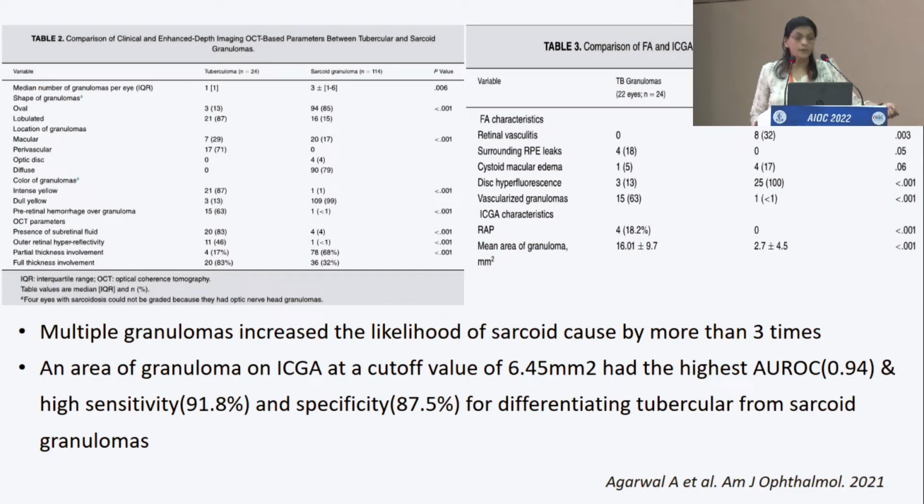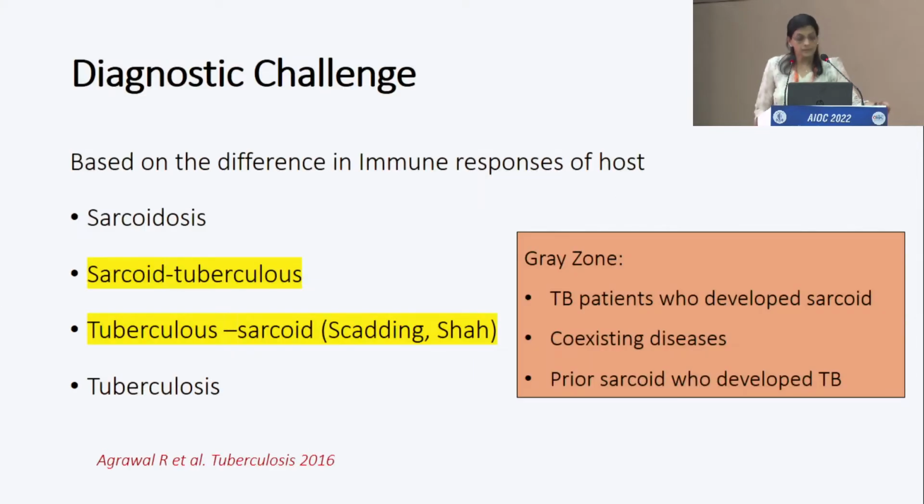Agarwal and group have laid out certain diagnostic characteristics between sarcoid granulomas and tubercular granulomas. But there is always a challenge in our part of the world, because there is a gray zone. We've had patients who've had both TB as well as sarcoid in the same individual, and we've also had patients who had TB and later on developed sarcoid, and vice versa as well. Prior sarcoid and who developed TB later on.